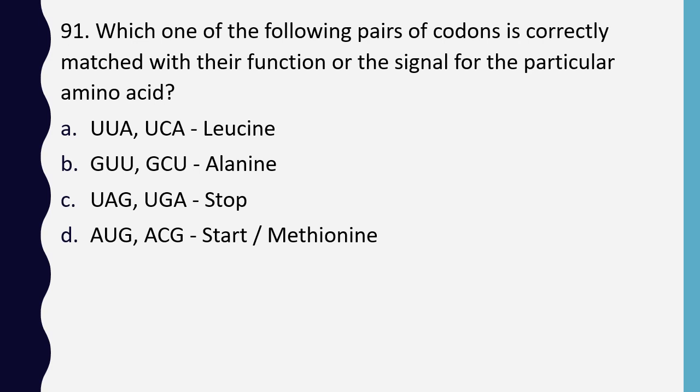Question number 91. Which one of the following pairs of codon is correctly matched with the function or the signal for a particular amino acid? UAA, UCA code for leucine; GUU, GCU code for alanine; UAG, UGA stop codon; AUG, ACG start codon or codes for methionine. Correct answer is option C, UAG, UGA both are stop codons.